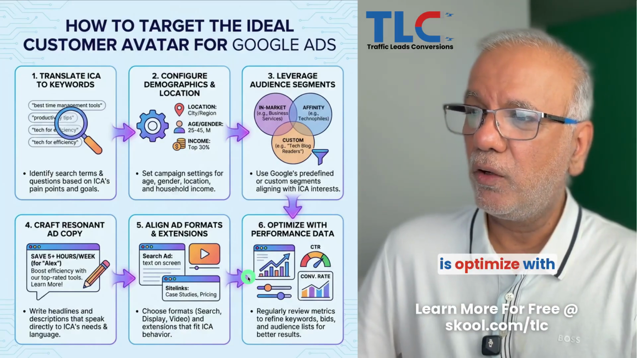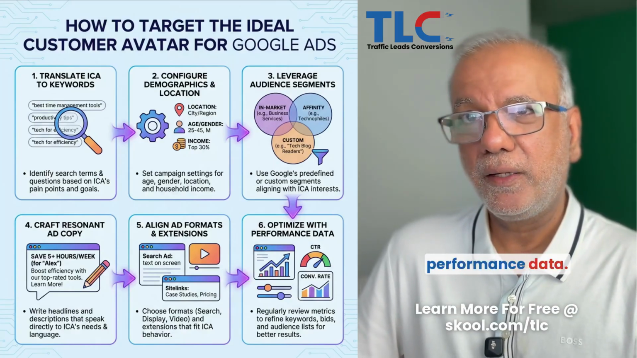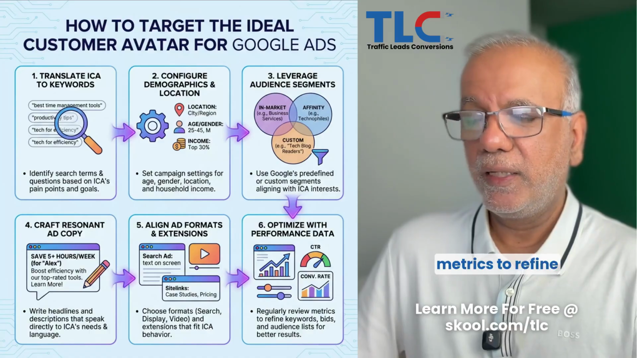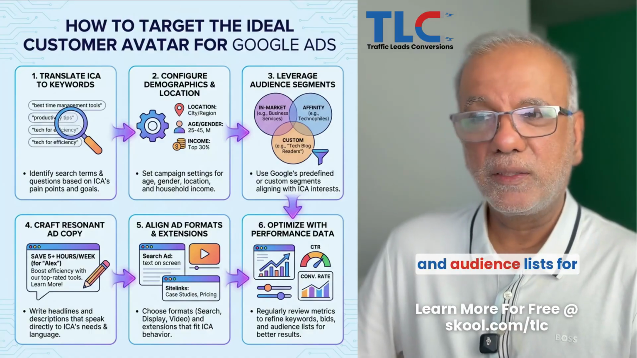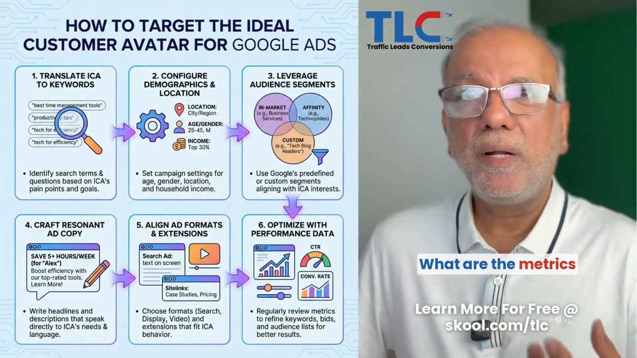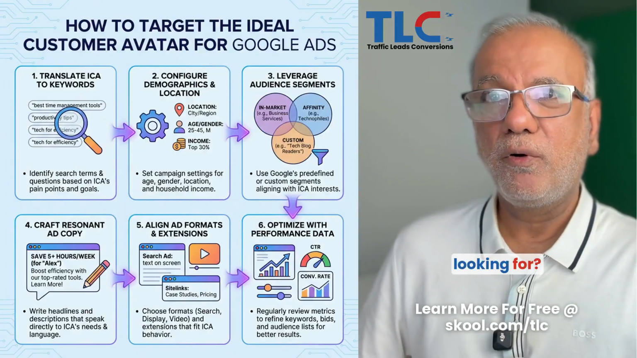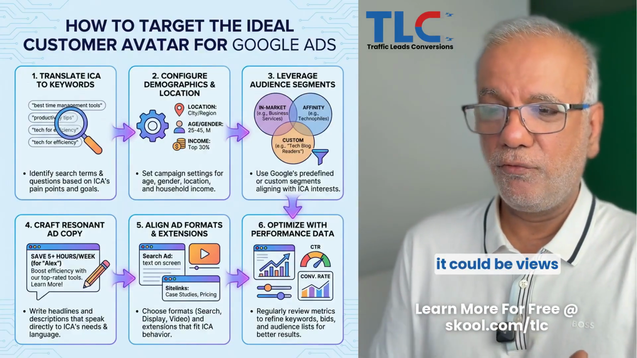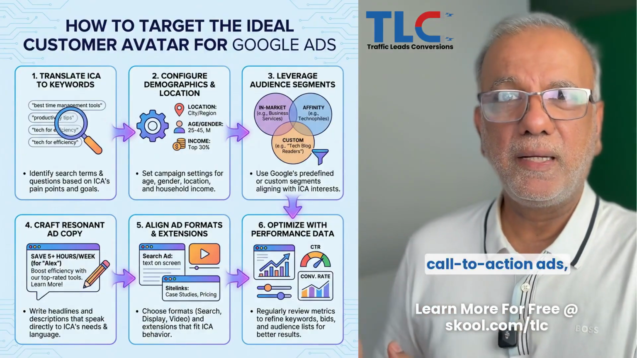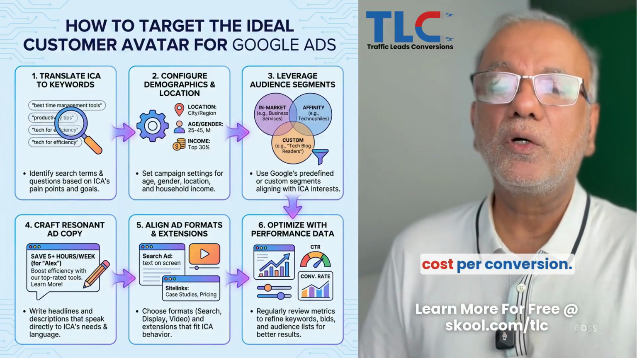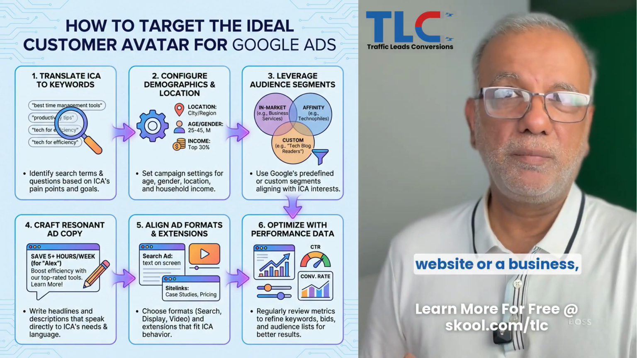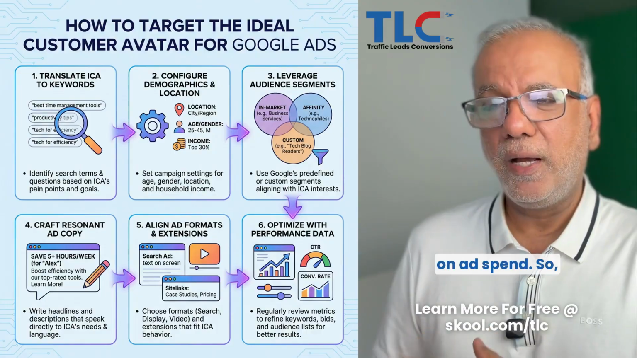Then the next one is optimize with performance data. Regularly review metrics to refine keywords, bids, and audience lists for better results. What are the metrics which you are looking for? For a video campaign, it could be views, impressions, click-through rates. For direct call to action ads, it could be conversions, conversion rate, cost per conversion. For an e-commerce website or business, it could be the return on ad spend.